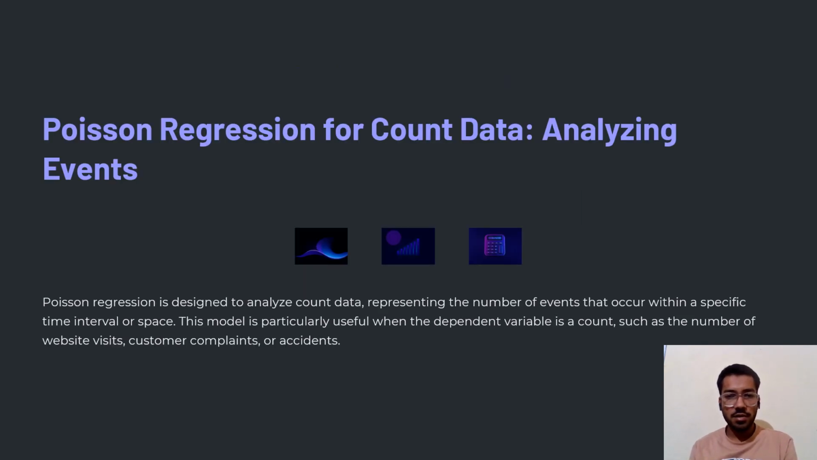Poisson regression for count data, analyzing events. Poisson regression is designed to analyze count data representing the number of events that occur within a specific time interval or space. This model is particularly useful when the dependent variable is a count, such as the number of website visits, customer complaints, or accidents.